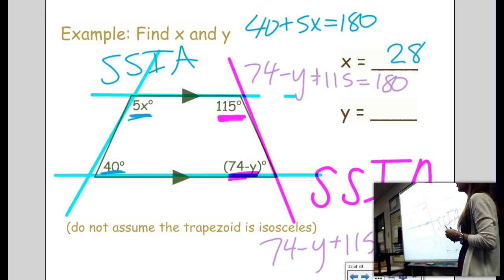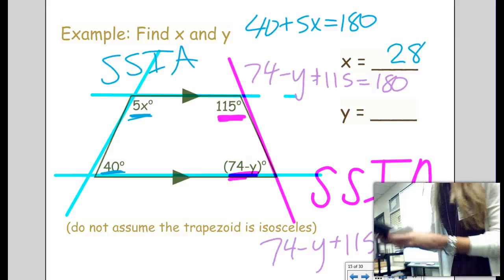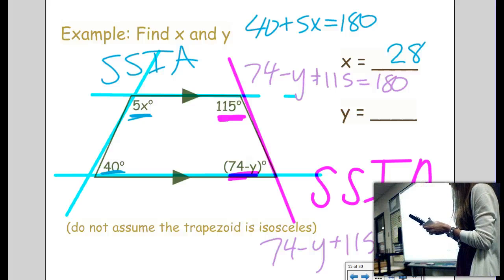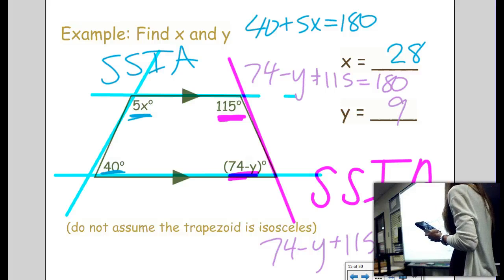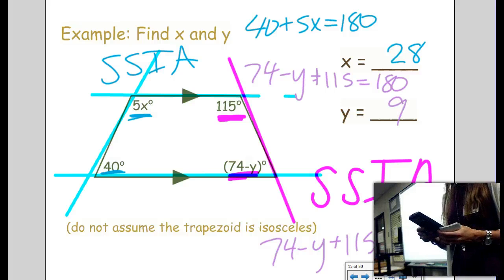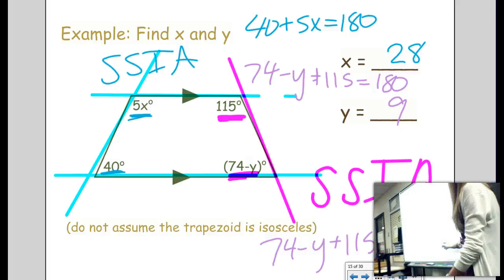180 minus 74 minus 115. 41. 41? Are we good with that? Is it plus 115 or minus 115? Yeah, 9. I got 9. 180 minus 115 minus 74 is 9. Yes. Okay.